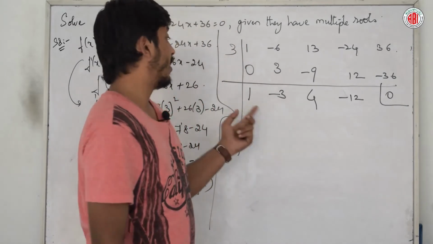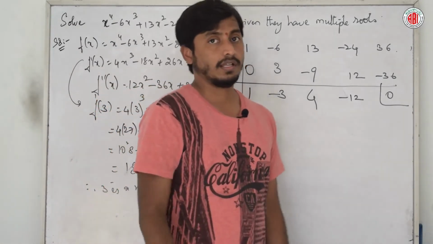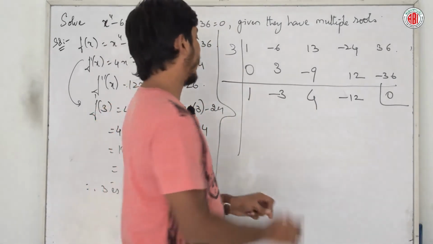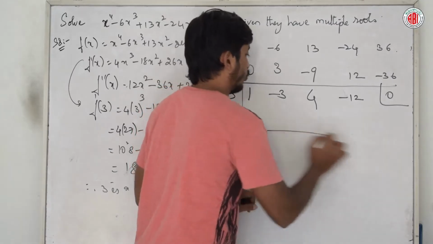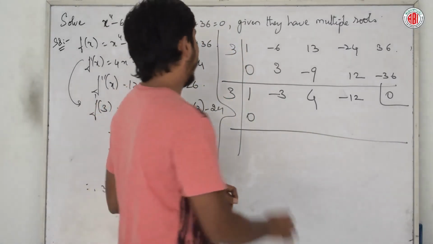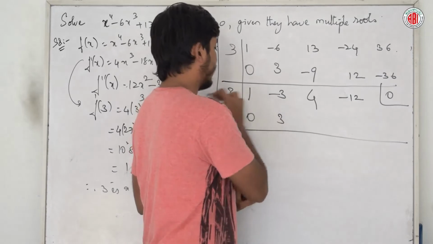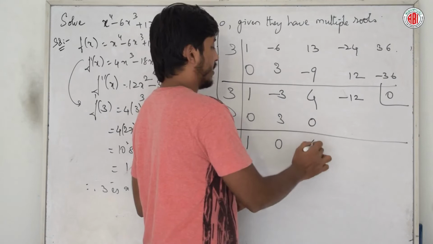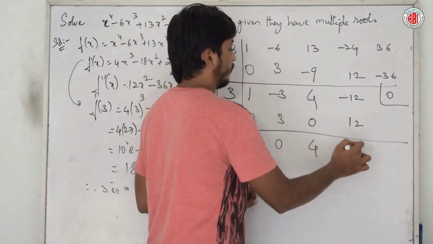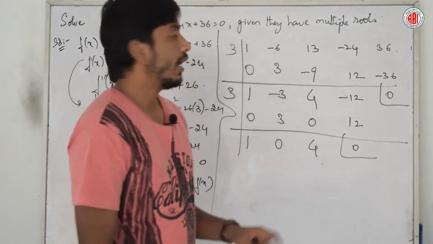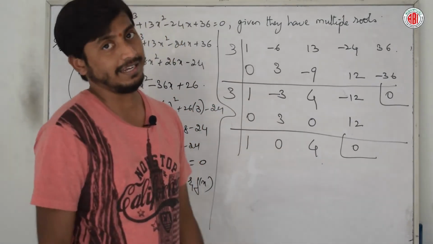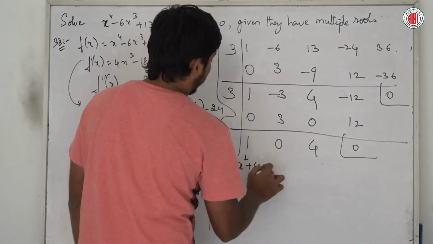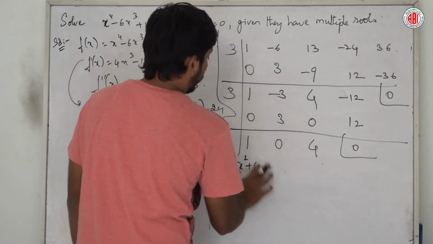Okay, still we have a cubical equation. Again let us put 3, and 0. Done. Now 1, 3 ones are 3. These both will go. Here it is 0, and we get 4. 4 3s is 12. Now let us write this as an equation. So what do we get here? x square plus 4 equal to 0.